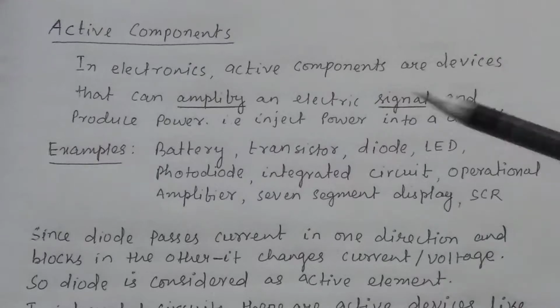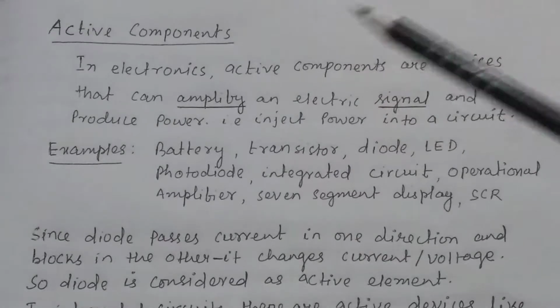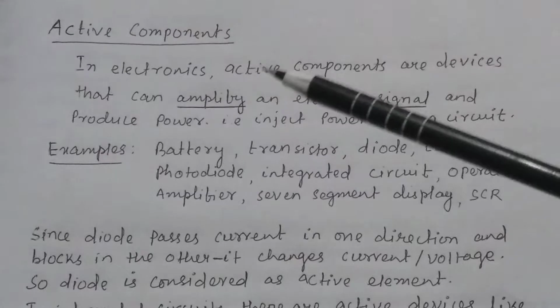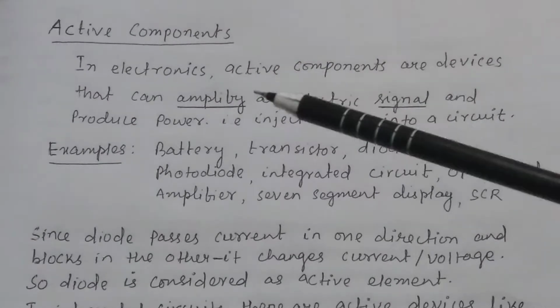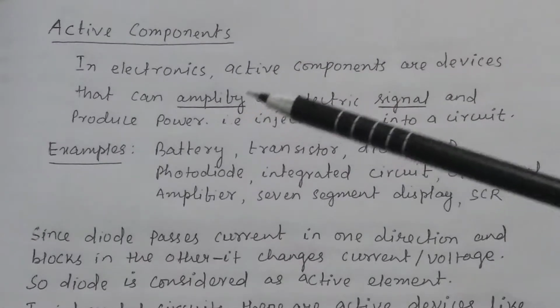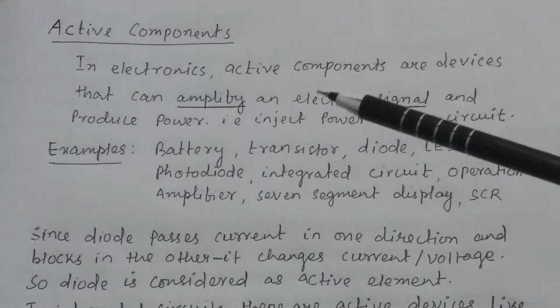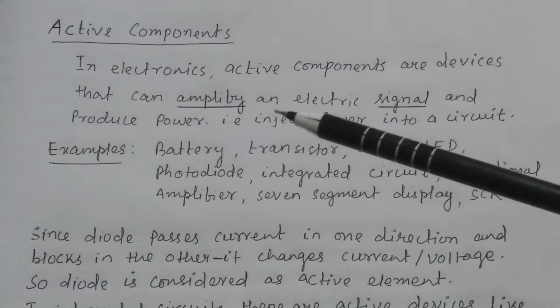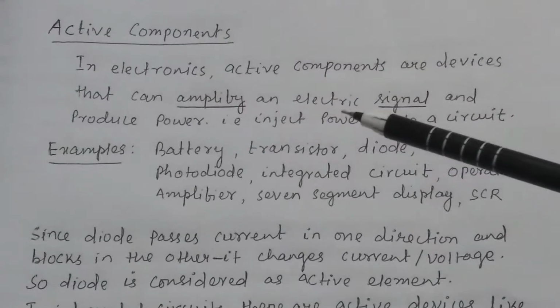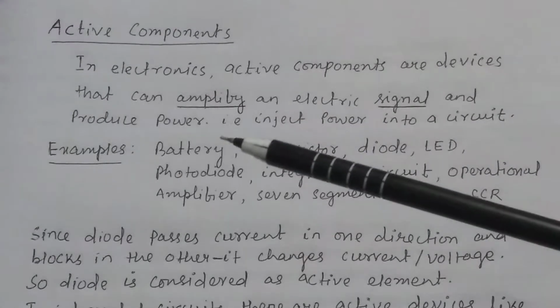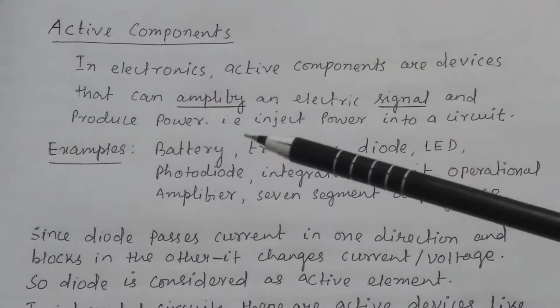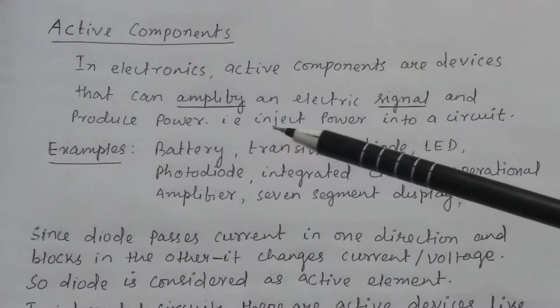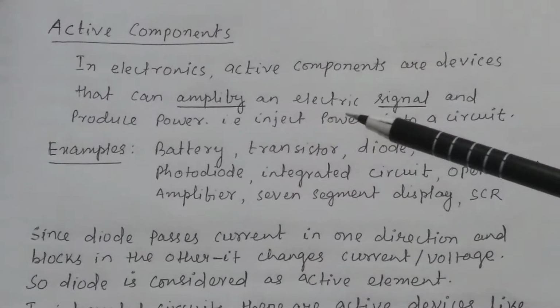In this video, we will discuss active components and passive components in electronic circuits. In electronics, active components are devices that can amplify an electric signal and produce power. That is, they inject power into a circuit.